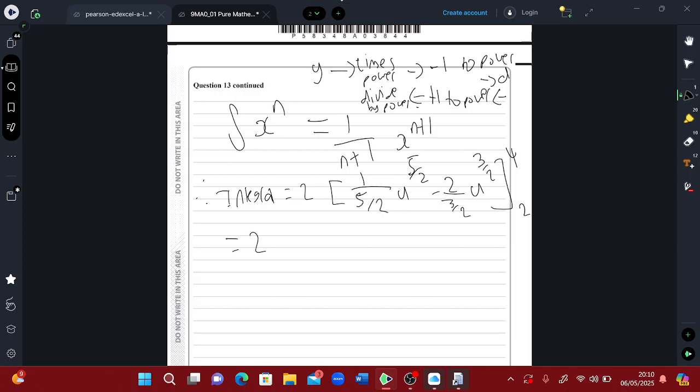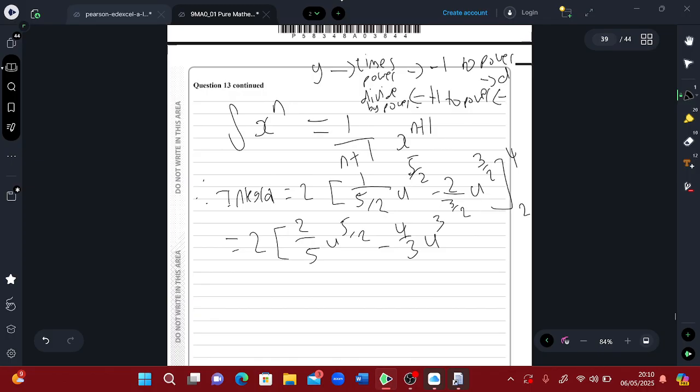Let's tidy this up a little bit. You can just bang it into the calculator. Let's tidy it up though. 2, 1 over 5, that'd be 2/5 u to the 5 over 2. Minus 2 over 3 over 2, that'd be 4 over 3, sorry. Okay, u to the 3 over 2.